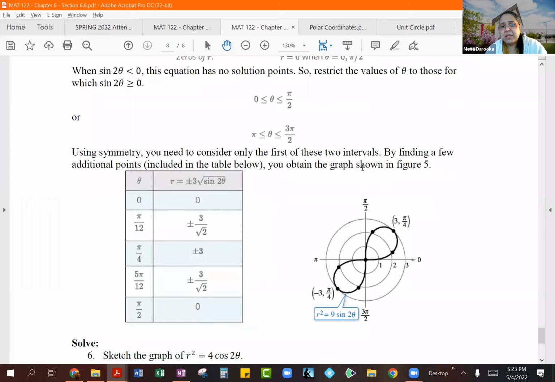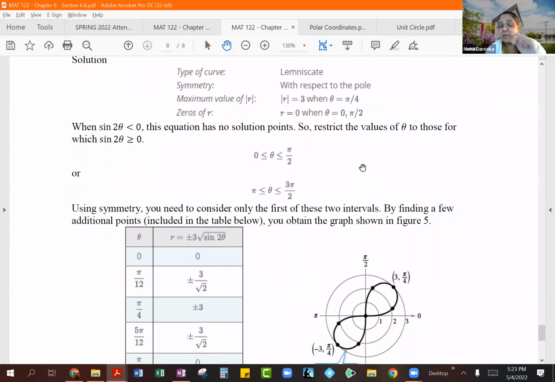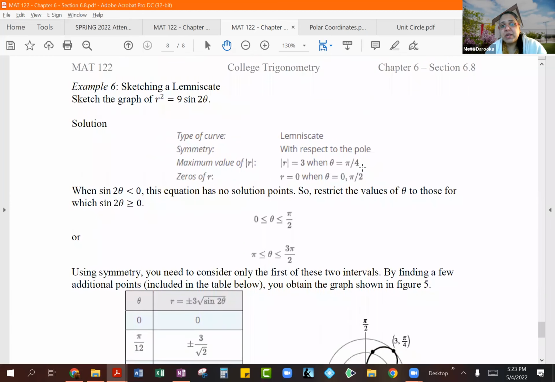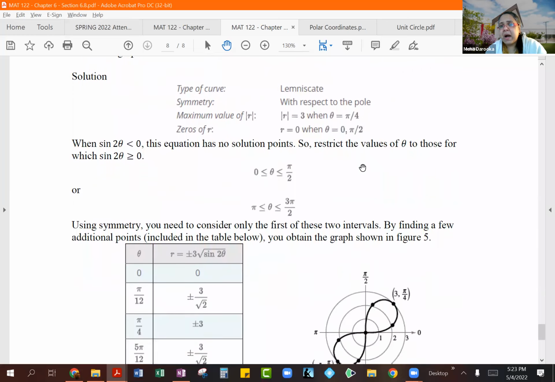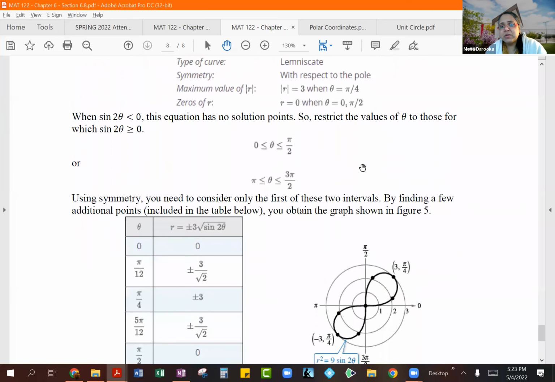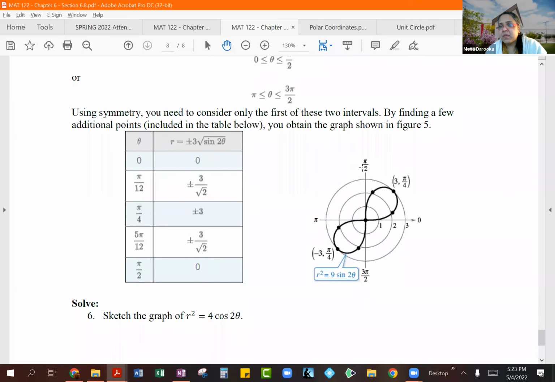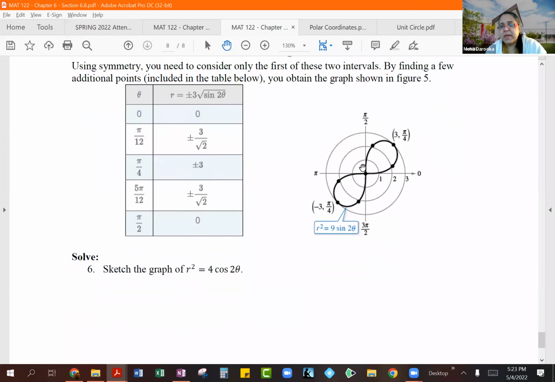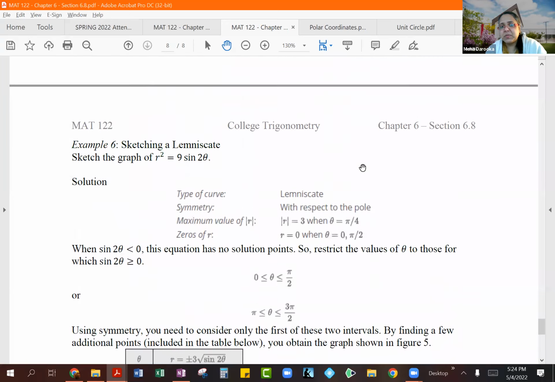Here's an example for a lemniscate. So this one actually only has symmetry with respect to the pole. This is not symmetric with the line pi over 2. Even though this is a sine function, you will see it does not give you that symmetry with the pi halves as we would expect. So, some of these examples can kind of surprise you a little bit.